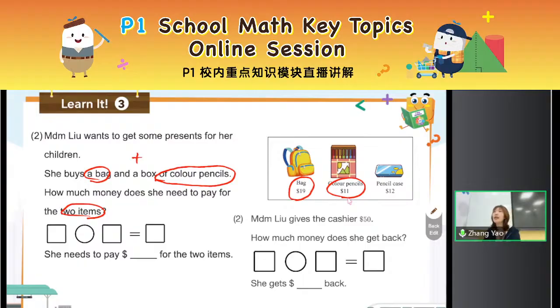All right, so when you write down the equation, please always carry the dollar sign or the cent sign with you. Okay, always have the dollar sign with you. So now let's write it down. We got $19 plus $11, which is our colored pencils, equals to, what is 19 plus 11?